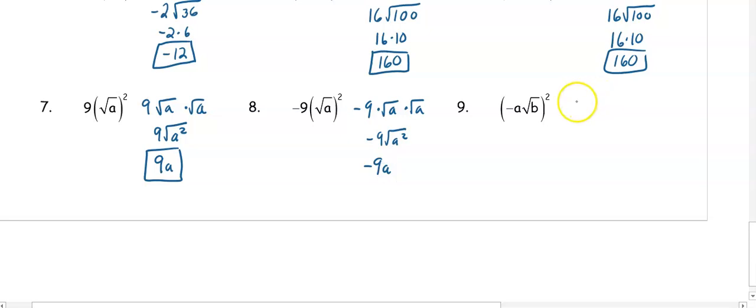And our last one, then, we have negative a root b times negative a root b. Negative a times negative a gets us a squared. Under the square root, we have b squared. When we take the square root of b squared, though, half of that is just b, so we'd have a squared b.